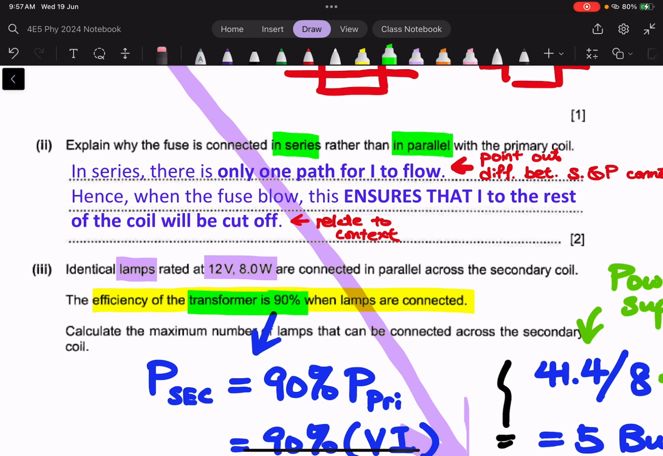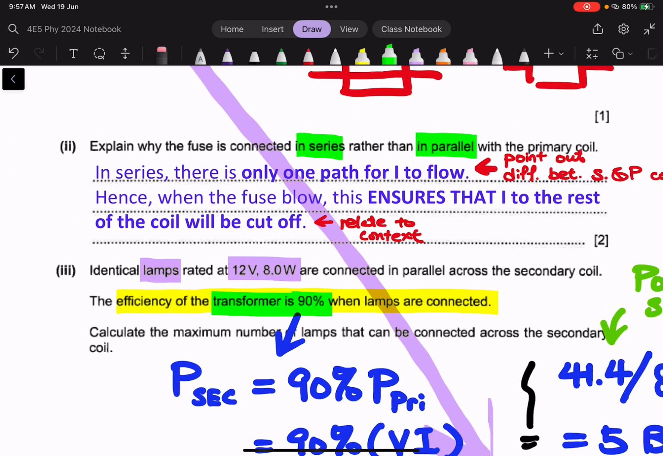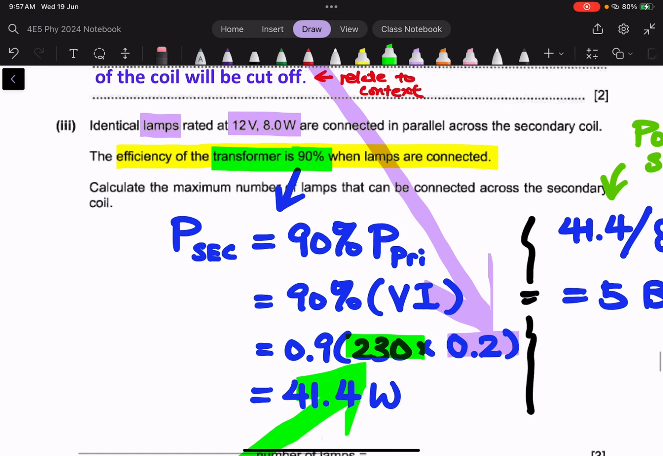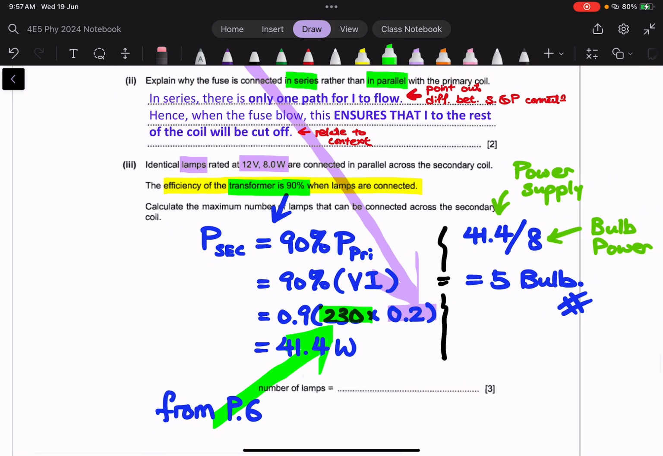So in series, there's only one path. When the fuse blows, this ensures that the current cannot go to the rest of the coil, the rest of the circuit. I just try to relate to the context. Why coil? Because we have been talking about a transformer. Okay, part 3, this is the one, very headache.